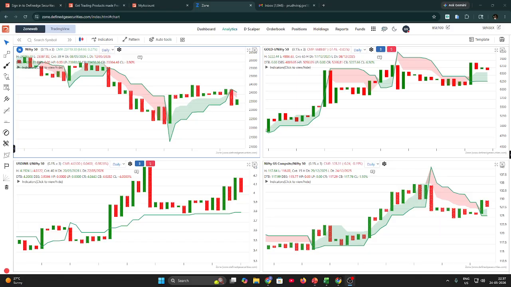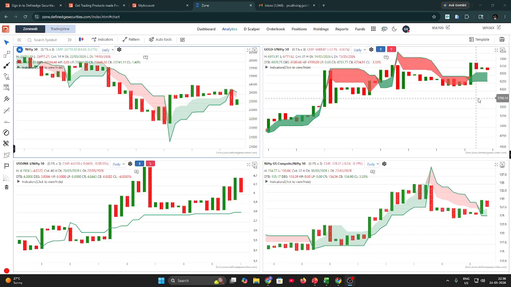So let's start. Very clearly Nifty is still below this green column X. This is point and figure, and what we look at is gold versus Nifty, USD INR versus Nifty, Nifty versus GS composite. The logic is, out of 3, 2 should be underperforming, then only Nifty is expected to do well.